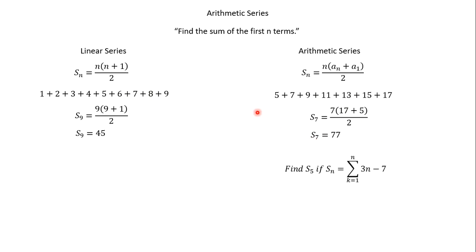Sometimes we'll be given it in summation notation. We want to find the fifth term of this. We just need the first term and the last term. We know the number of terms is going to be 5 because it's a fifth term. So let's find the first term. We just need to plug in 1. 3 times 1 minus 7 is negative 4. Find the fifth term. Plug in 5. 5 times 3 is 15. Minus 7 is 8. Add them together, which 8 plus negative 4 is 8 minus 4, times 5 divided by 2. And our sum is 10, which may seem low, but remember we're adding some negative numbers in there, so that's going to help bring it down.